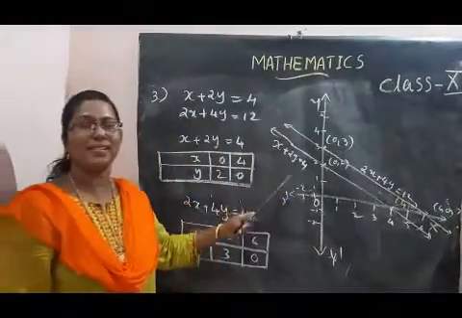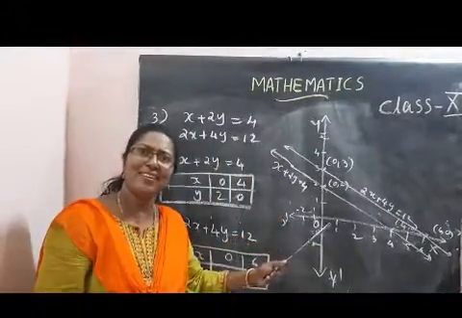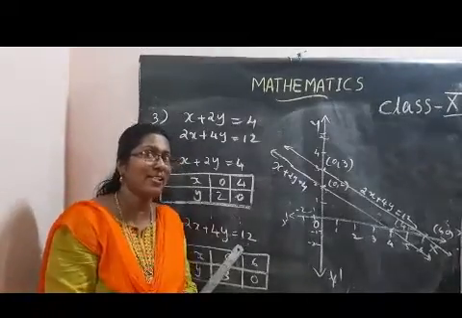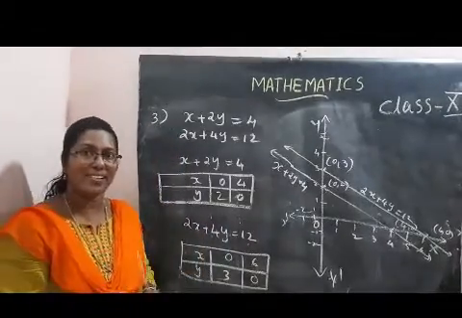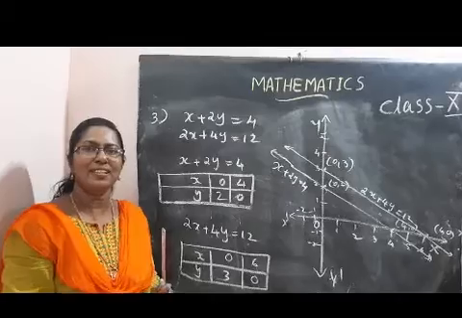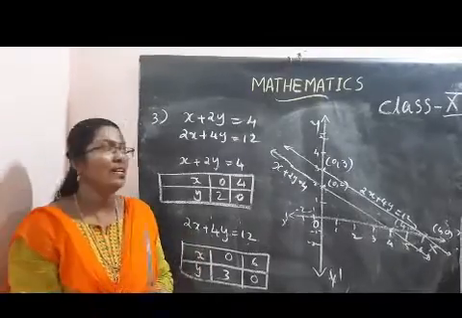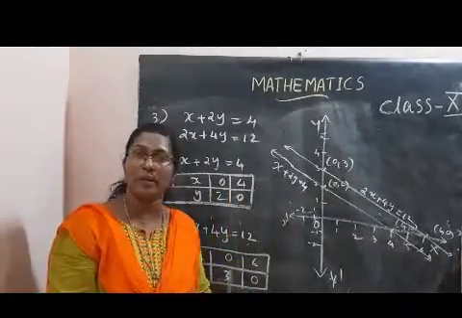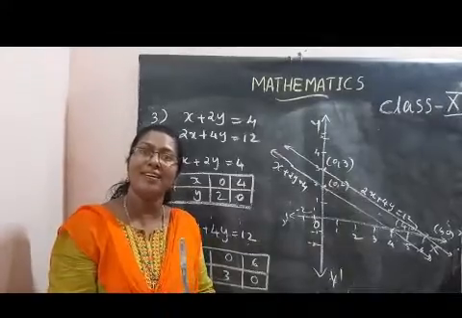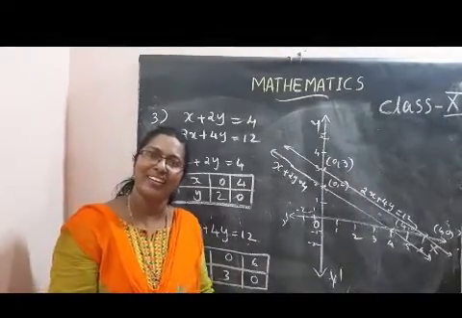Look at the 2 lines. The 2 lines are parallel. The first case, the 2 lines are intersecting. The second case, the 2 lines are coincident. And the third example represents the 2 lines being parallel.